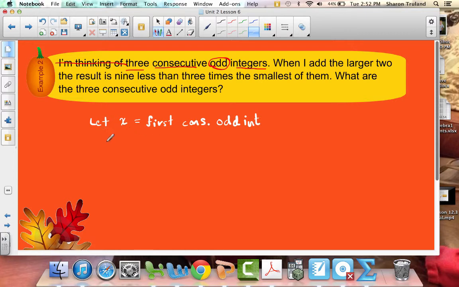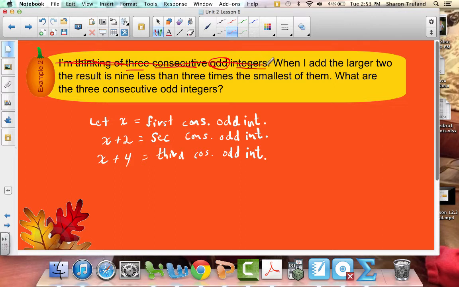But since they're odd, that means odd numbers are 2 away from each other. So the next one has to be x plus 2. And then the next one has to be 2 more than x plus 2, so that's x plus 4. That's my third consecutive odd integer. All right. Cross all that out because I got all that under control.